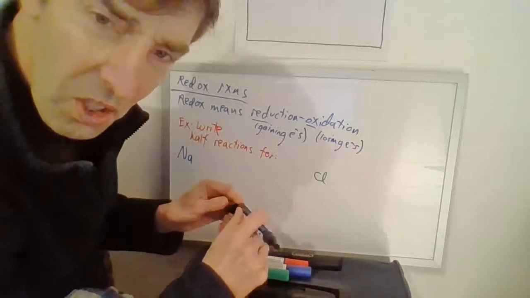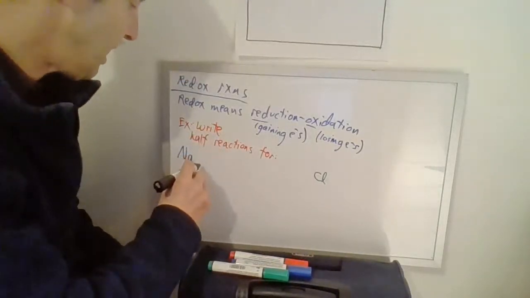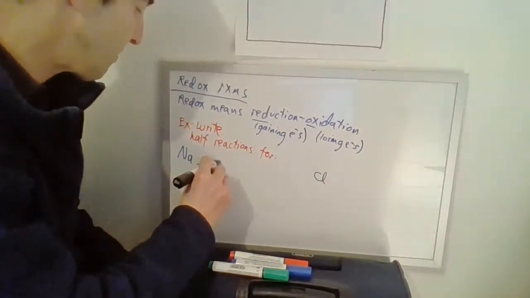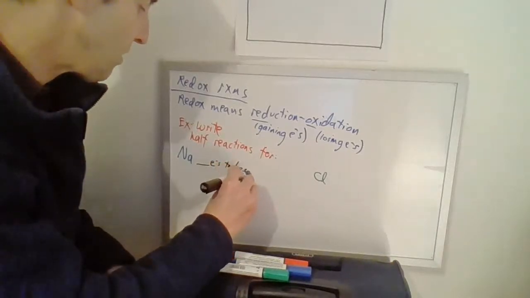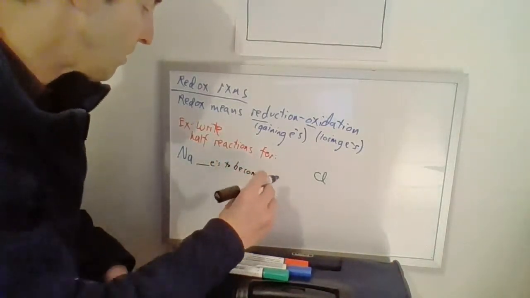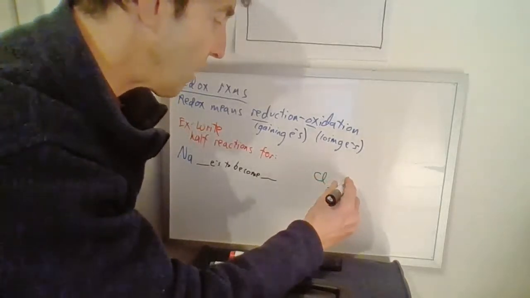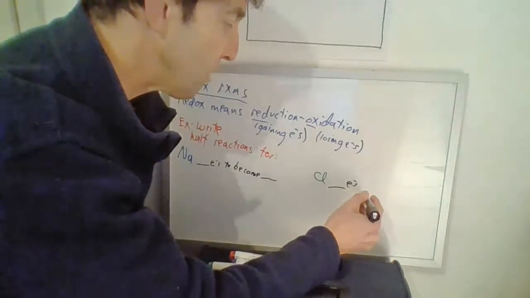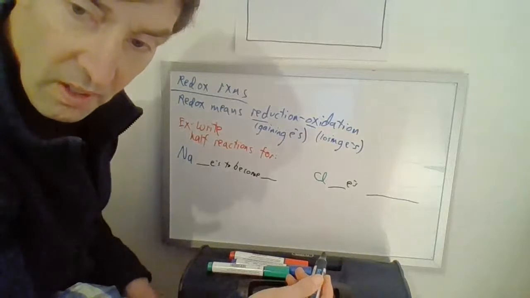Do you not know what to do? I'll start you off. Okay. So Na electrons to become, and then Cl electrons to become. Okay? So that'll kind of get you going.